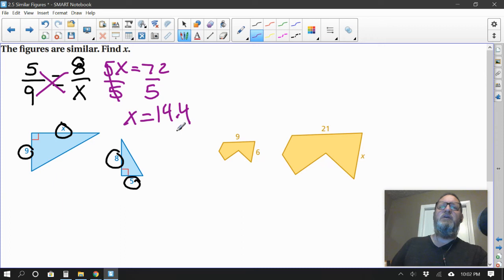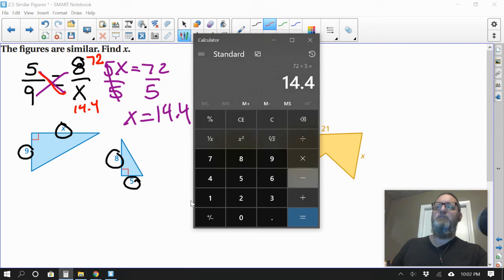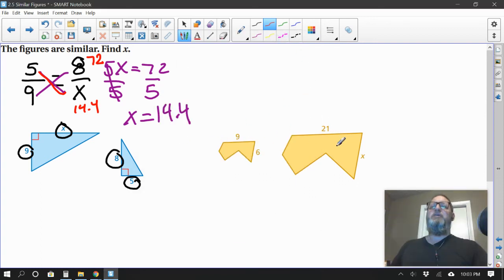14.4. Now, if we were going to check our cross products, 9 times 8, we already know that is 72. But what about 5 times, well, what did we just figure out? 14.4? Let's just check that. What's 5 times 14.4? So 14.4 times 5, does that also equal 72? Perfect. Great.